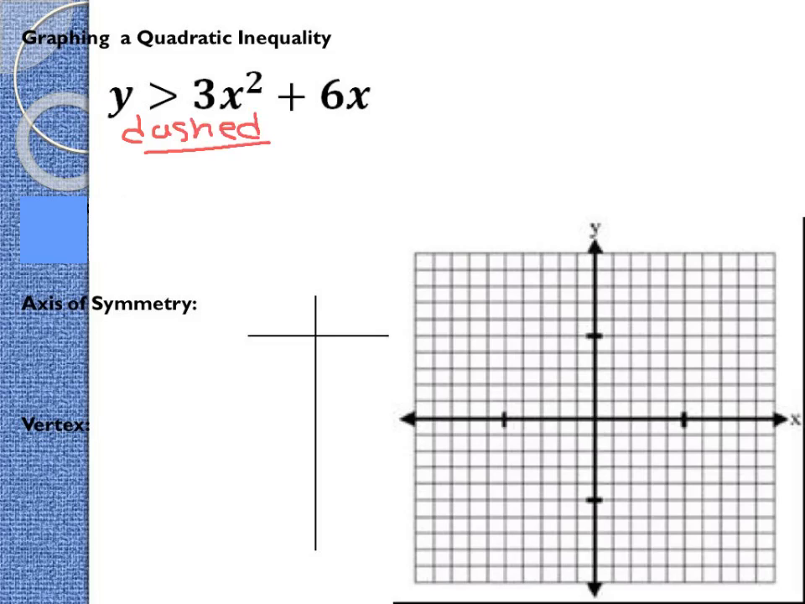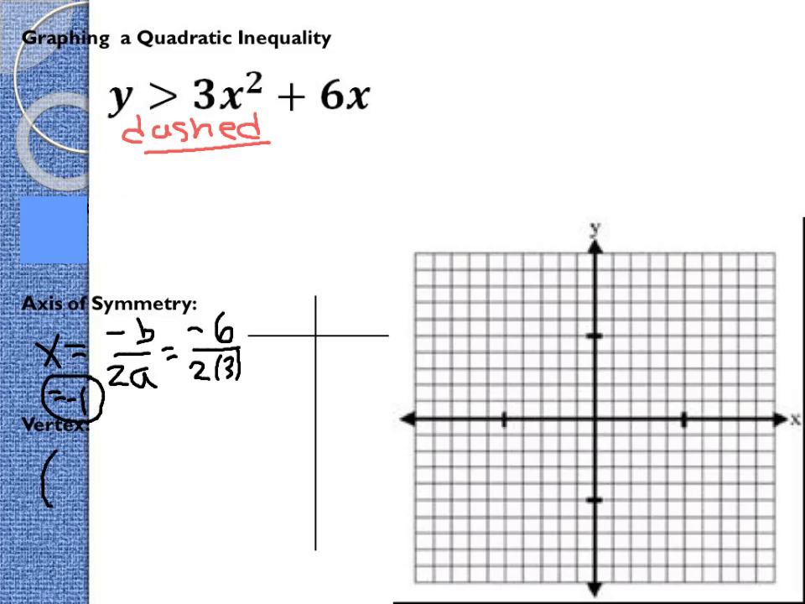Now, we're going to find our axis of symmetry, and as a reminder, we do this by calculating using this formula, x is equal to negative b over 2a. And when I plug in my b and my a values, I have negative 6 divided by 2 times 3. And this gives me negative 6 divided by 6, which is just negative 1. So my axis of symmetry is x is equal to negative 1.